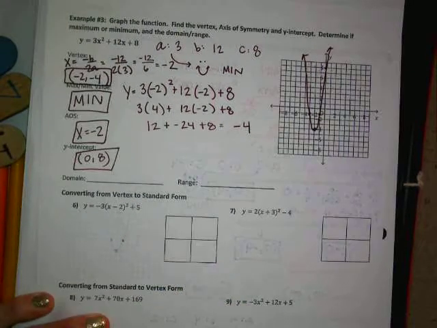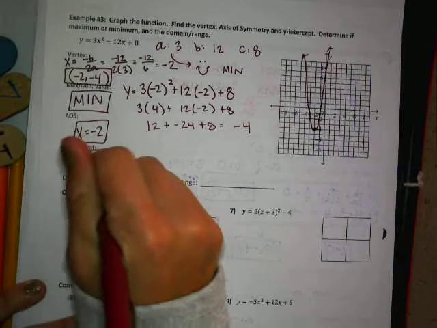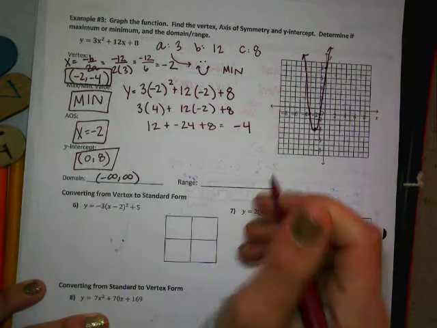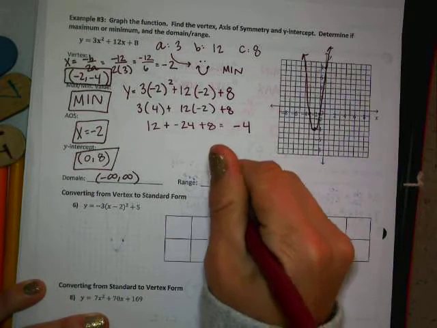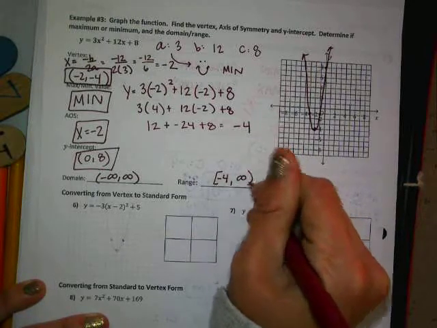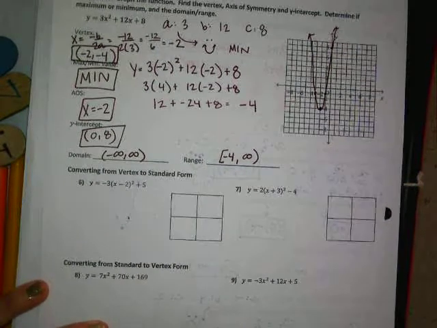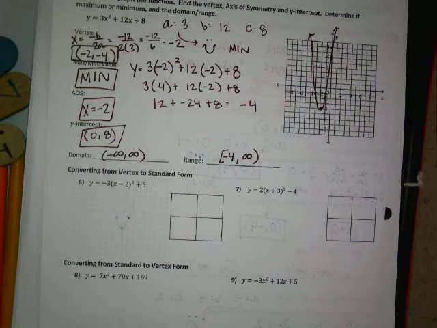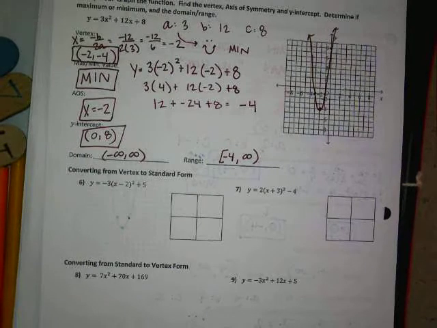For the domain, what is it? Negative infinity, comma infinity. Very good. And the range? Brackets, negative 2, comma. Oh, it's negative 4. Sorry, I graphed wrong. Negative 4, comma infinity. Yes. All right. So domain negative infinity to infinity, range negative 4 to infinity.